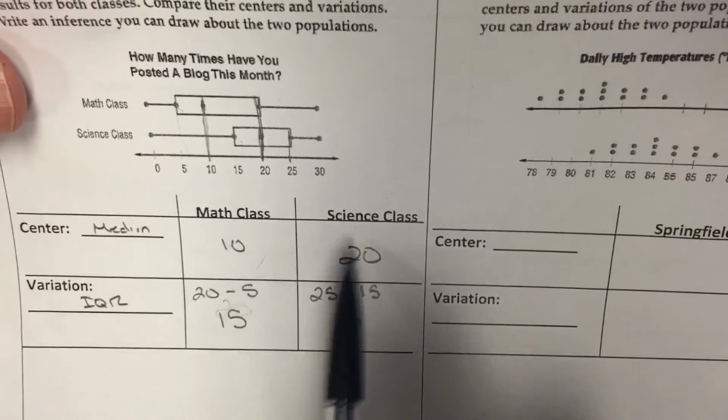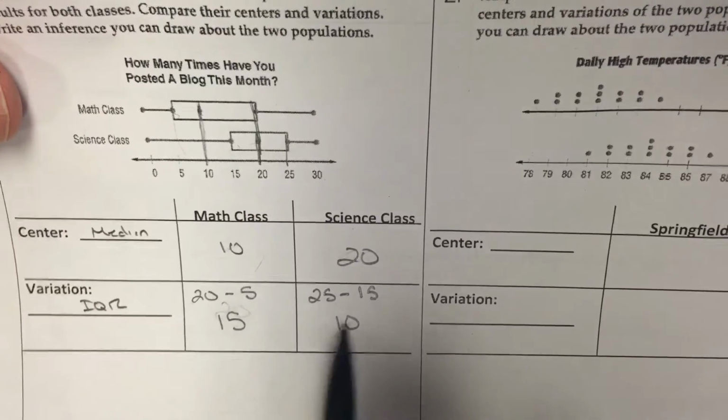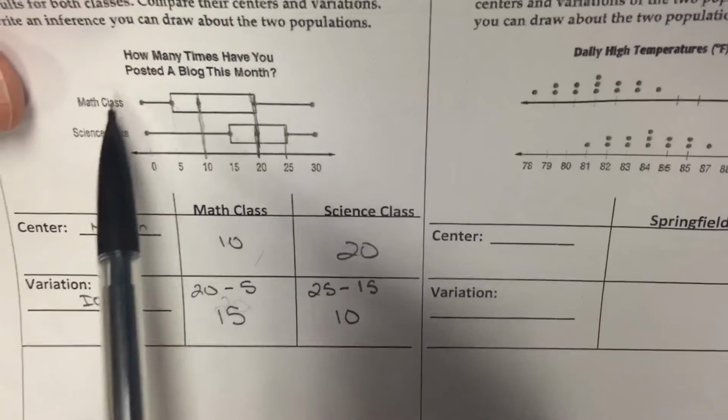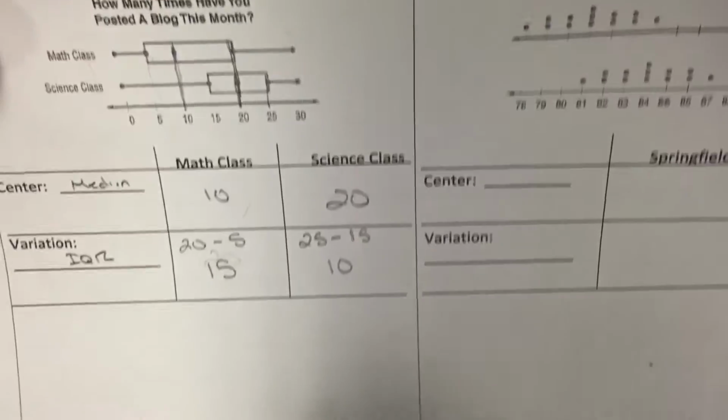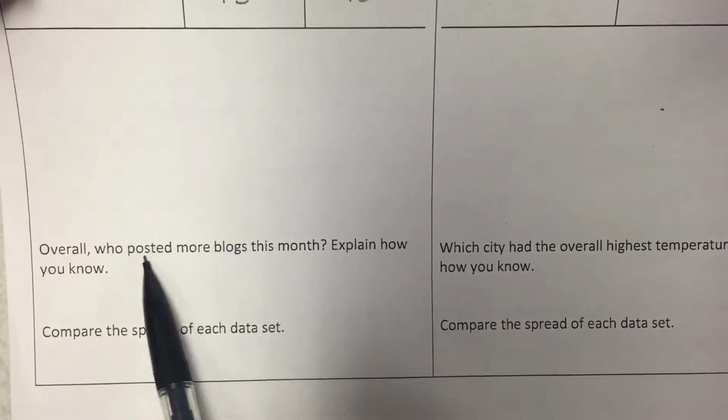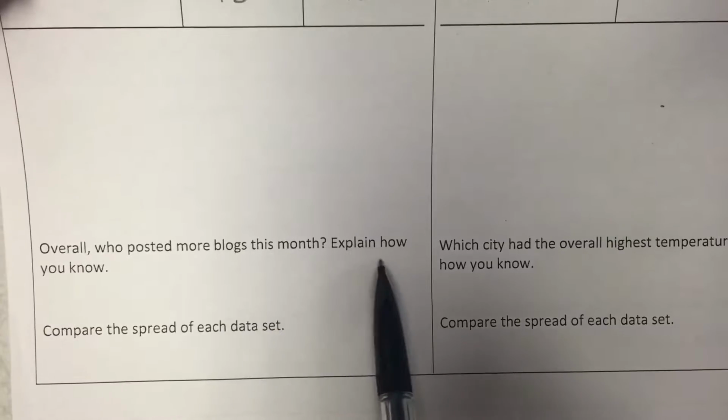So we can see, we can compare their medians, we can compare their IQRs. We can also look at their ranges as well. And at the bottom it has two questions for us. Overall, who posted more blogs this month?